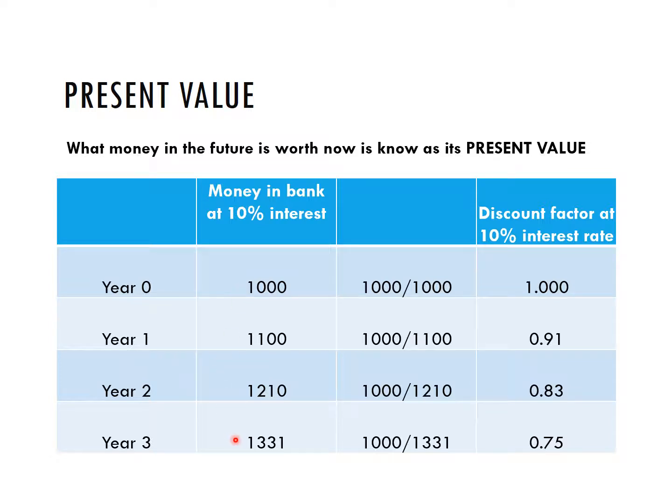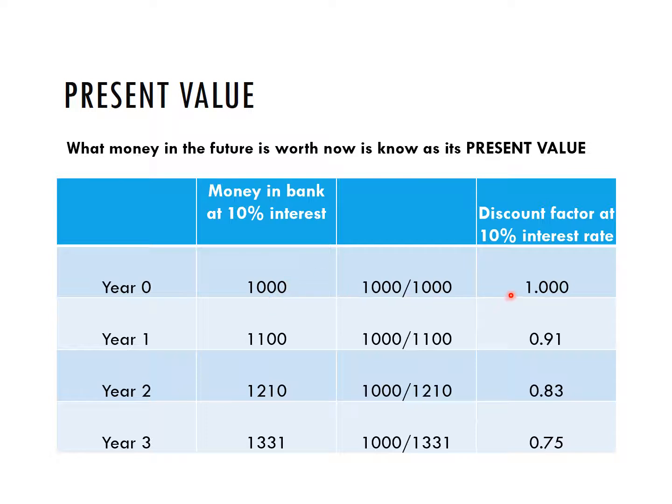So if I'm going to convert 1,331 to 1,000, what would I need to multiply it by? Well, if I look at this column over here, it tells me the number by which I need to multiply my future value to get my present value. And we call that a discount factor. A discount factor will get future values of money back to what they're worth right now by multiplying them.